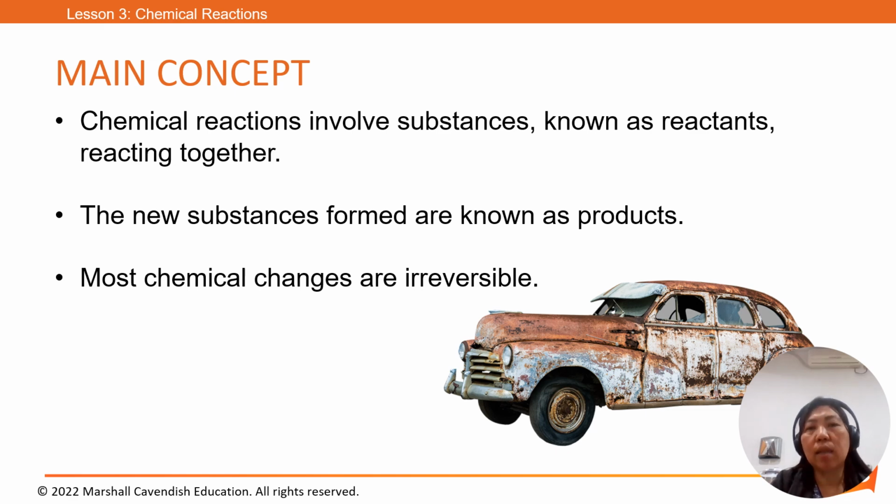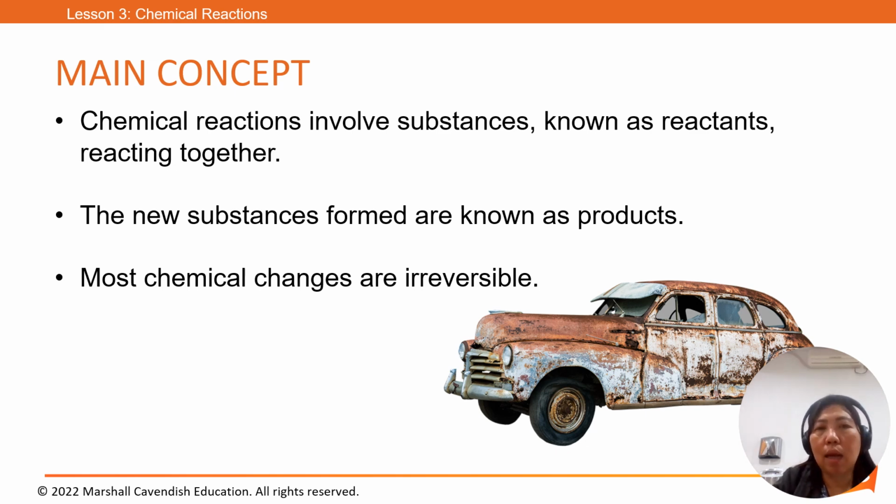Now, what do you think are the reactants and the products of this chemical reaction? The reactants are the things that cause the result of this chemical reaction, turning into a new substance. The iron of the car's body, water and oxygen in the air are the reactants. But the rust, coming from the iron reacting with water and oxygen, is the product.